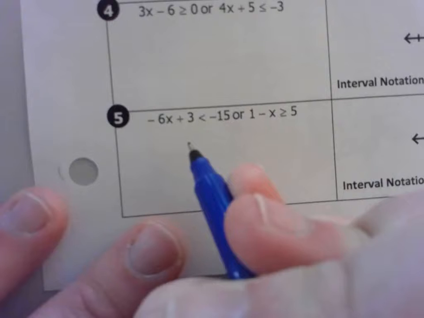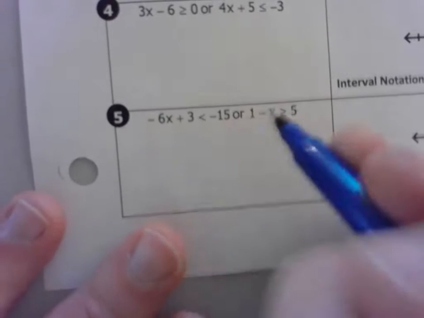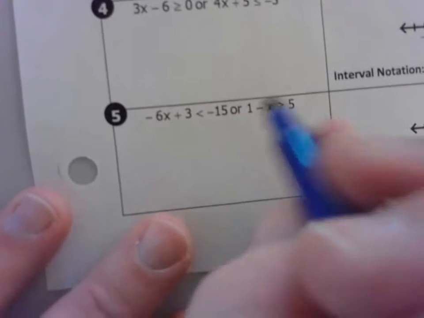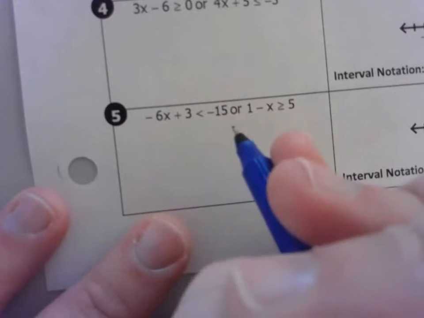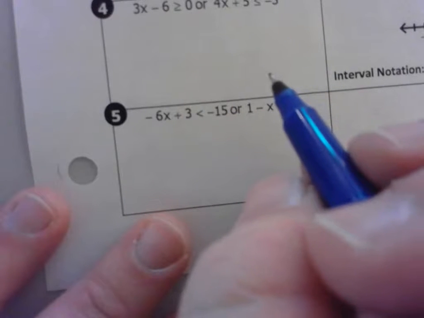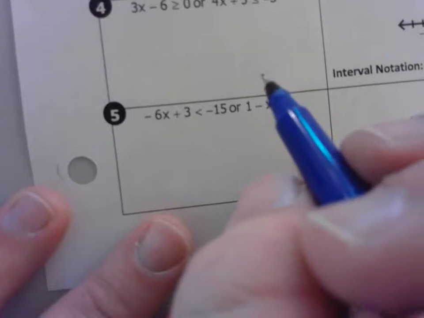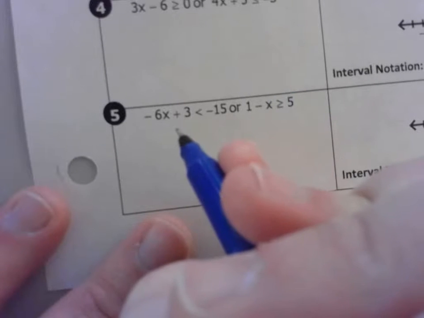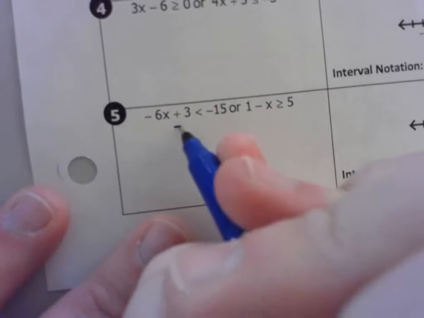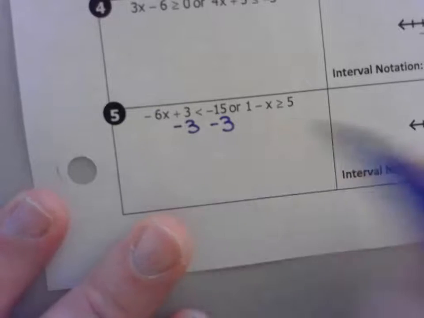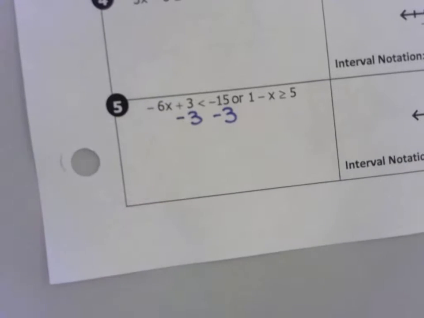You're good. You got this. Negative 6x plus 3 is less than negative 15. What do I do first to solve that one? What do you say, Nick? Yep, minus 3, minus 3. Good. So subtract 3. You solve these like normal.